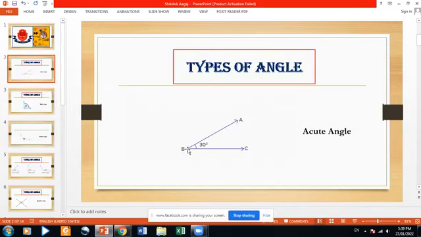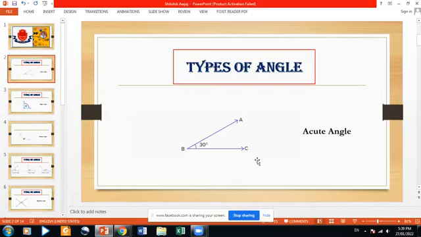Sometimes these two rays make a small angle which is less than 90 degrees. It is known as an acute angle. So when the measurement of an angle is more than 0 degrees and less than 90 degrees, all such angles are known as acute angles. So remember that the measurement of an acute angle is between 0 and 90 degrees.